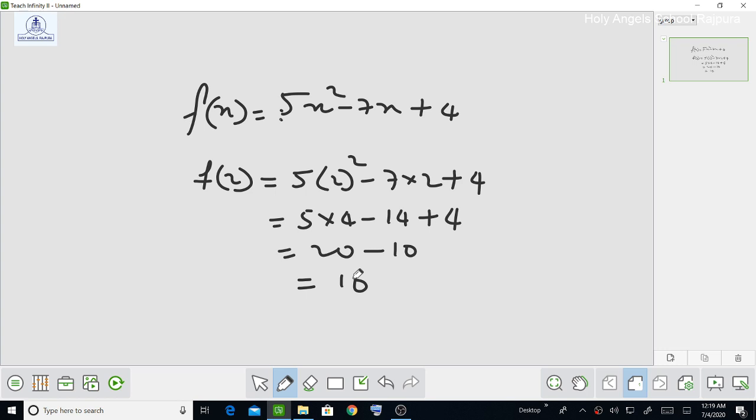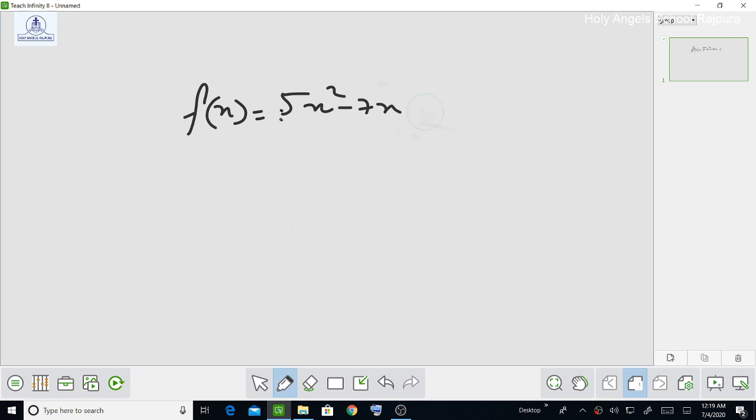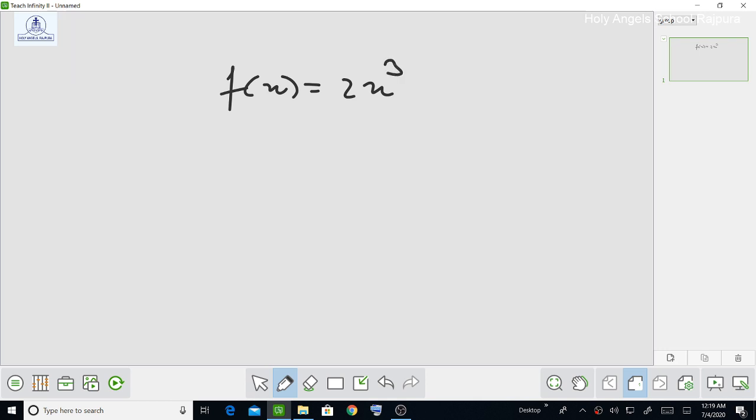Now let us look at another example. Here another example is f(x) equal to 2x cube minus 7x square plus 3 divided by again x minus 2.